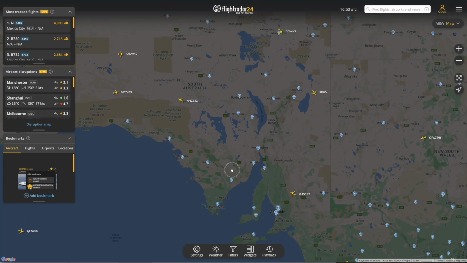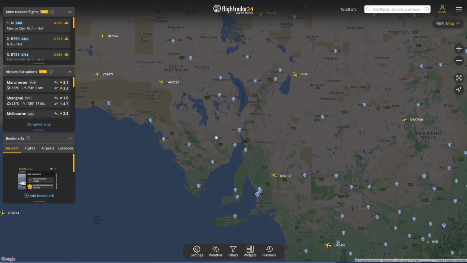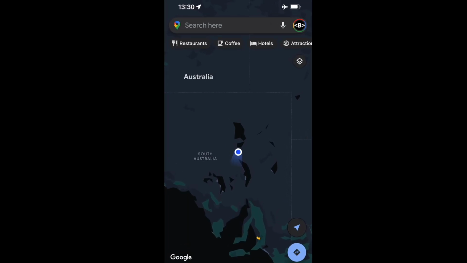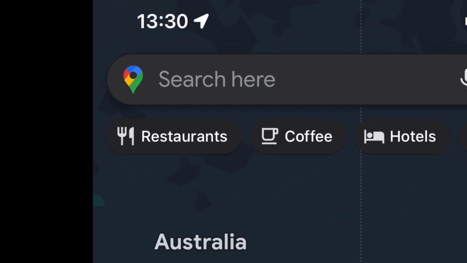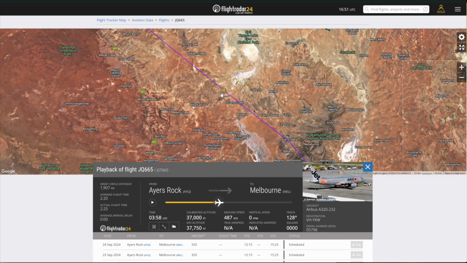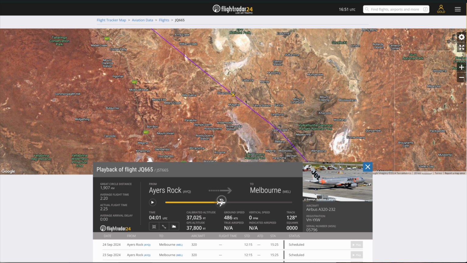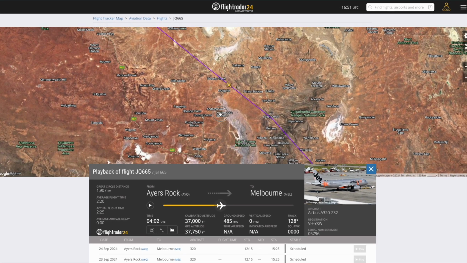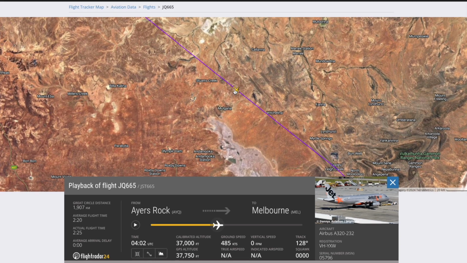I was flying from Uluru to Melbourne, so I headed to Flight Radar to check out the flight. The time I saw the figure on the ground was this time. I went back to the time that I saw the figure on the ground when I was in the plane, so I could move the plane to where it would have been at that time. And I've got a fairly good location as to where it might have been.